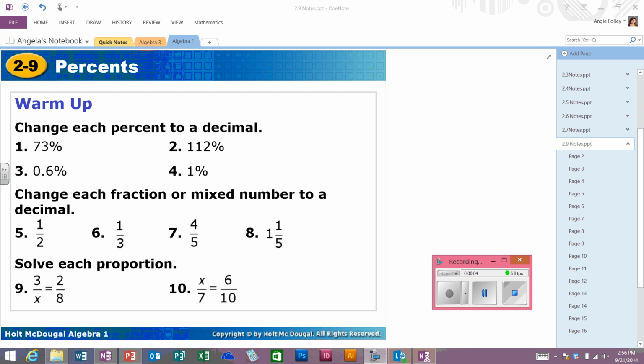This is Algebra 1, Lesson 2.9. We're going to look at percents today and calculating percents.